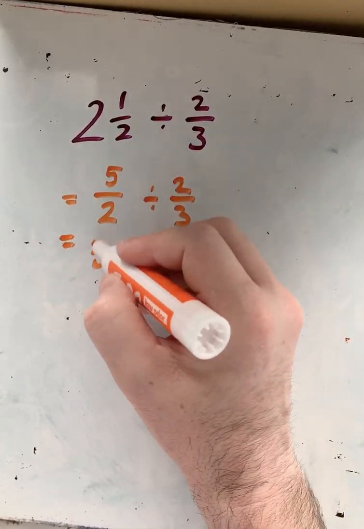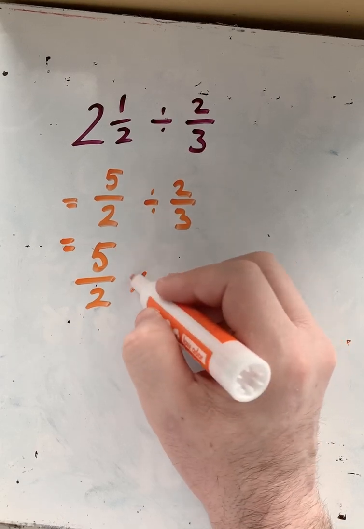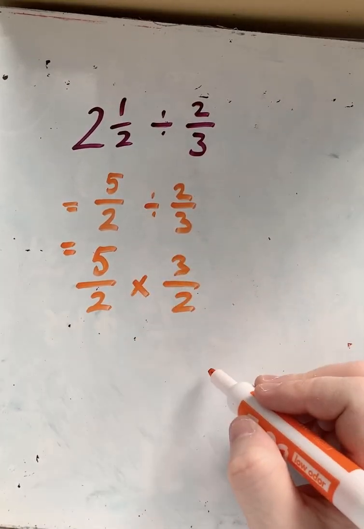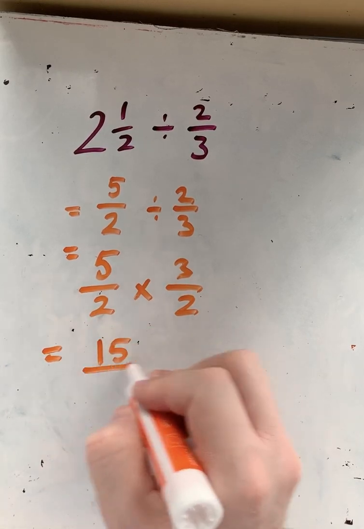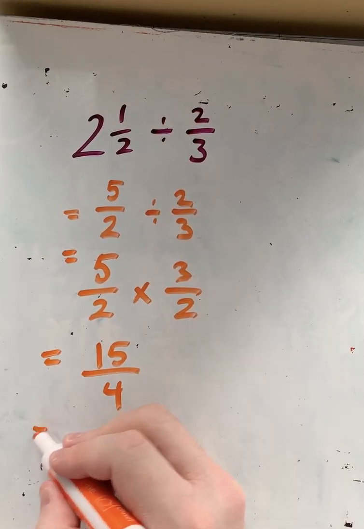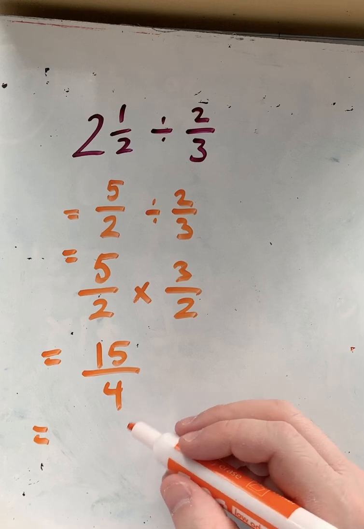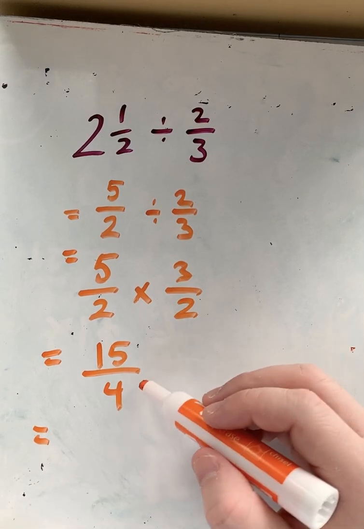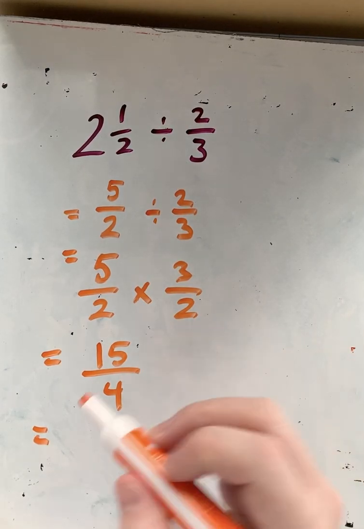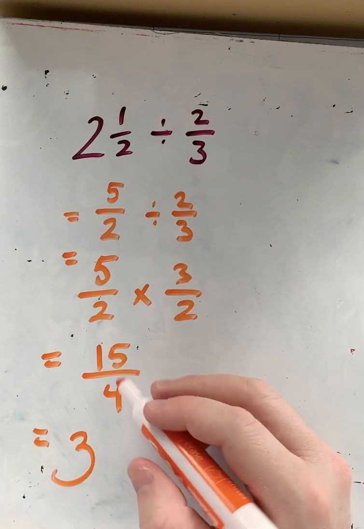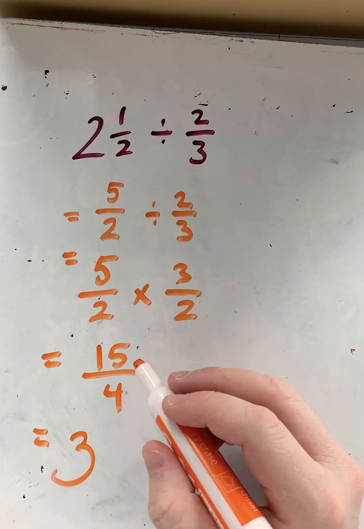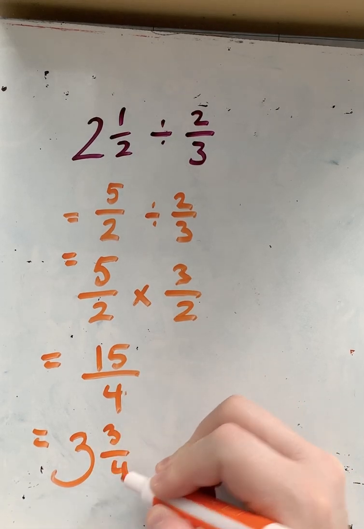Let's flip. 5/2 times 3/2. Let's kiss. 5 times 3 is 15. 2 times 2 is 4. Can't leave it as an improper fraction, so I'm going to turn it into a mixed number. How many times does 4 go into 15? Well, it goes 3 times. That gives me 12. 3 times 4 is 12. 15 take away 12 will give me 3 as a remainder over 4.